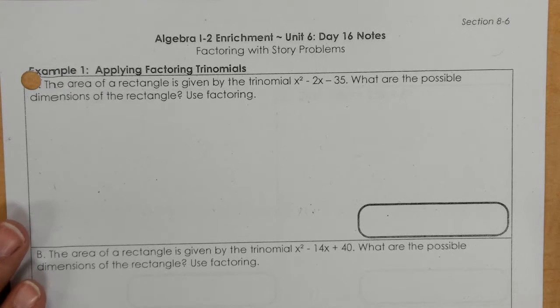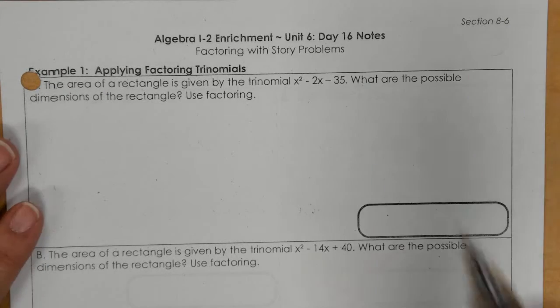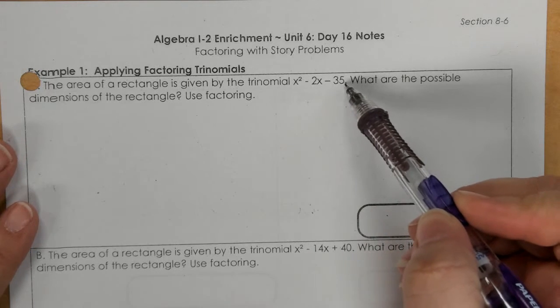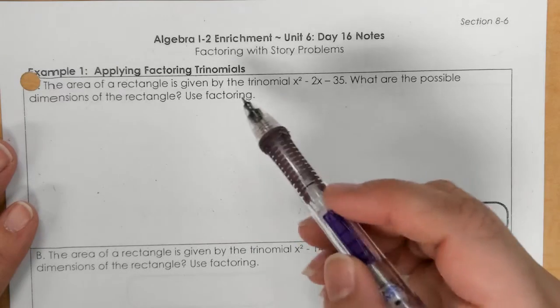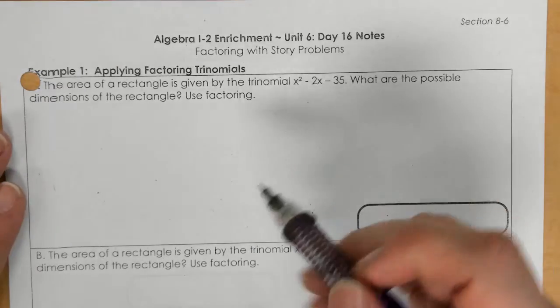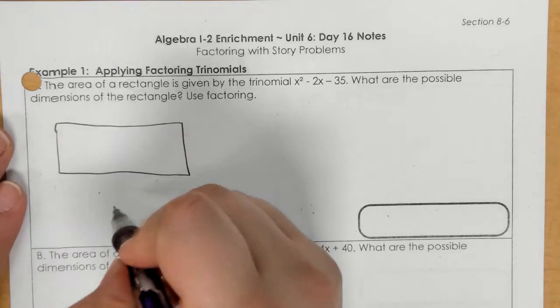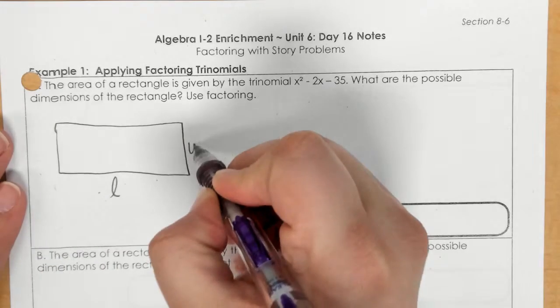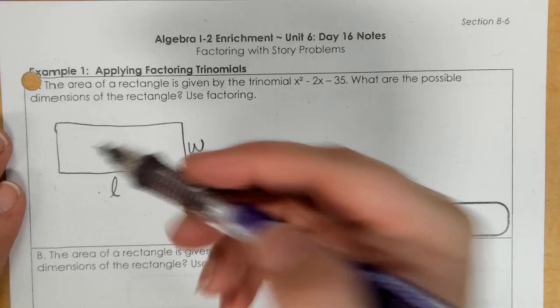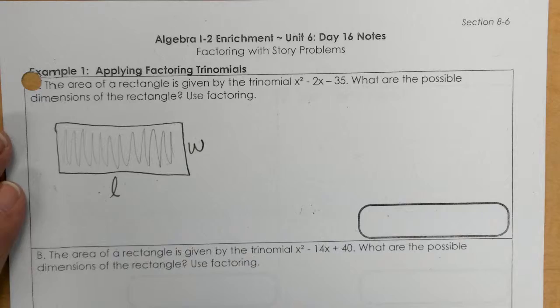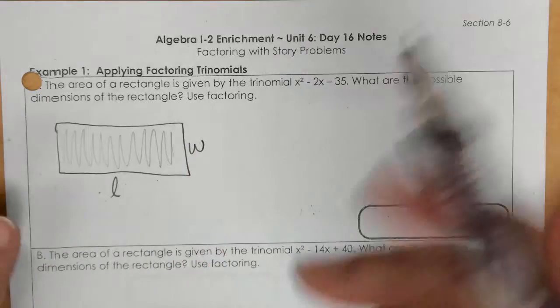For day 16 notes, example 1a says the area of a rectangle is given by a trinomial, x squared minus 2x minus 35. What are the possible dimensions of the rectangle? Use factoring to solve. So if you have a rectangle, we know to find the area you would do your length times your width. And currently all we know is the area of this rectangle. So we use factoring to find the dimensions of the length and the width.